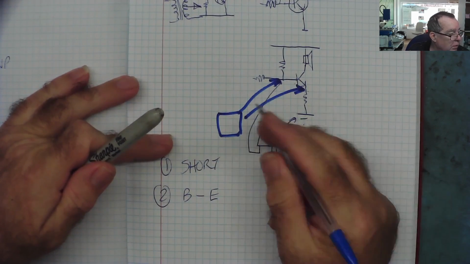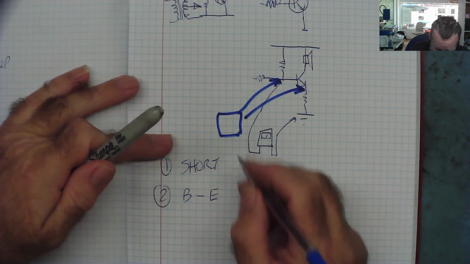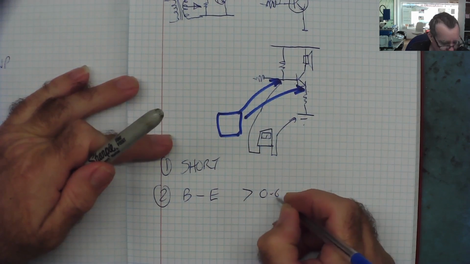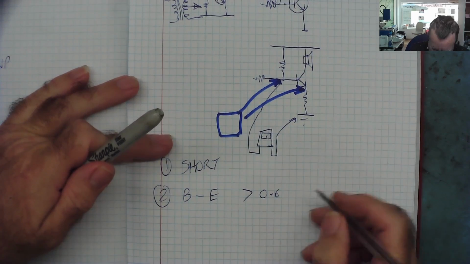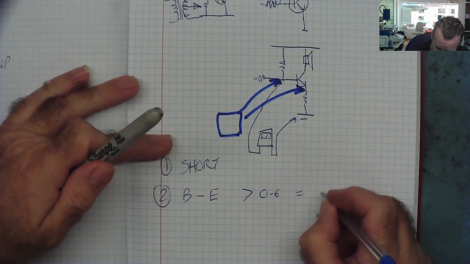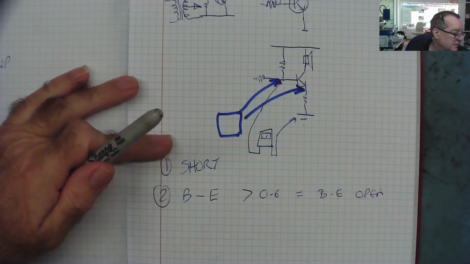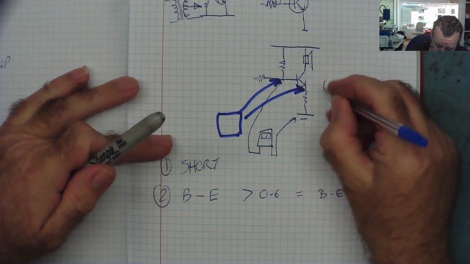Do you see more than 0.6 volts? If yes, so if it's greater than 0.6, let's say 0.7, I mean quite a bit greater, 1 volt or more, then you've got base-emitter as an open circuit. You've got a faulty transistor. Okay, this is for NPN, we'll do PNP in a minute.